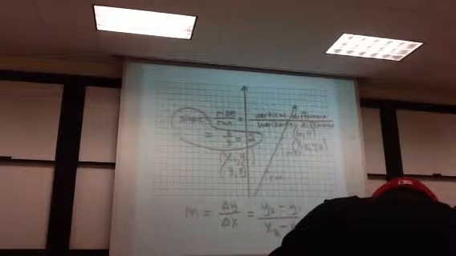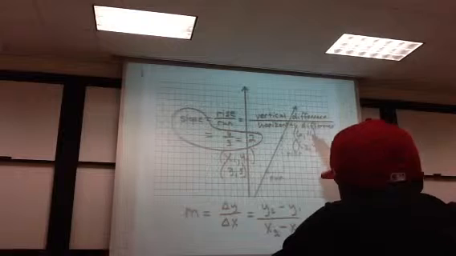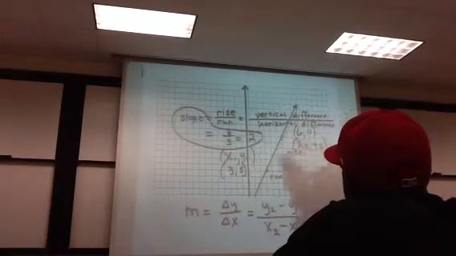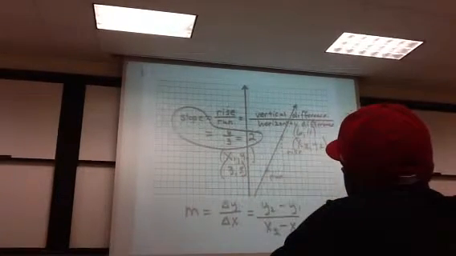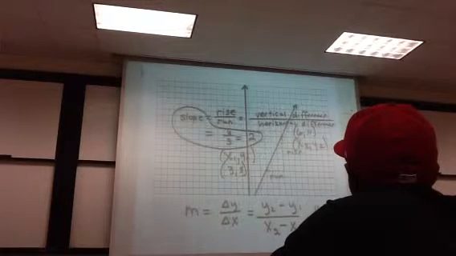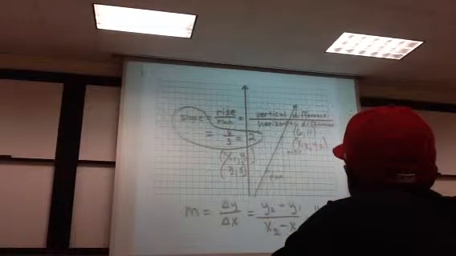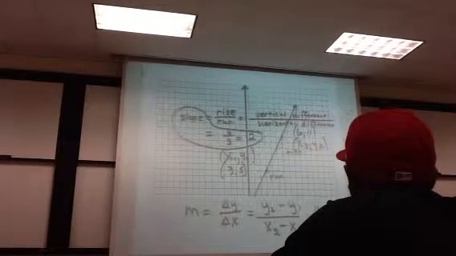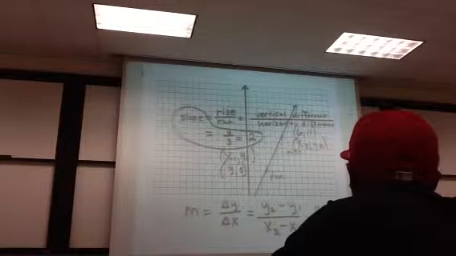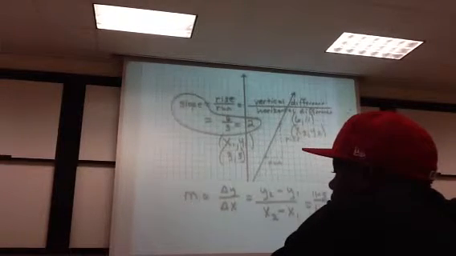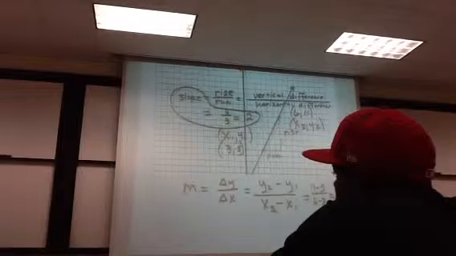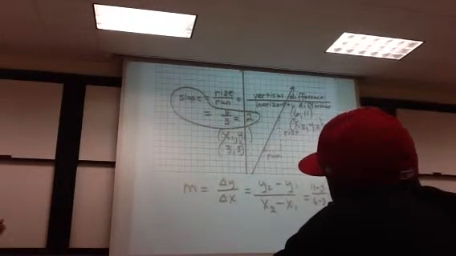And let's see what that means. That means y2, that's 11, minus y1, which is 5, over x minus x. I get 6 over 3. I still get 2. And I didn't even need a piece of graph paper to do it.